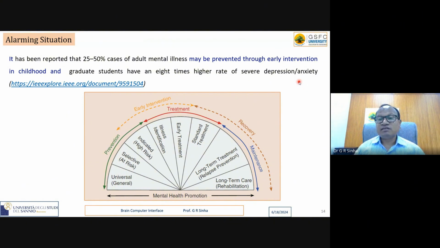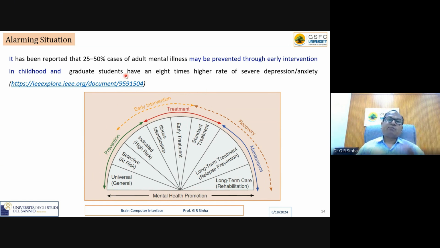So what is the method of dealing with it? You can prevent at an early stage. You can do early intervention, otherwise treatment starts and then recovery begins, and then you have to have maintenance, long-term care, long-term treatment. So better is to prevent at an early stage.